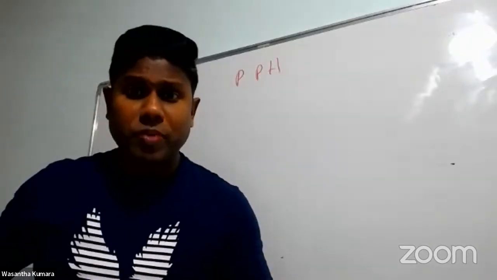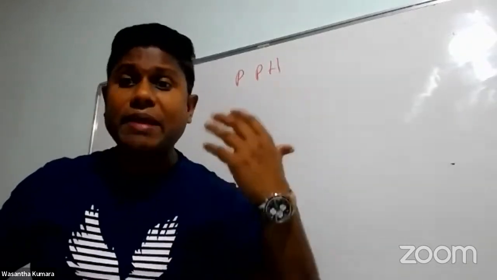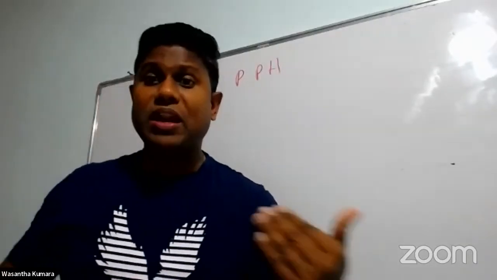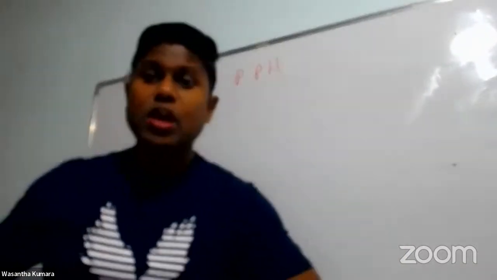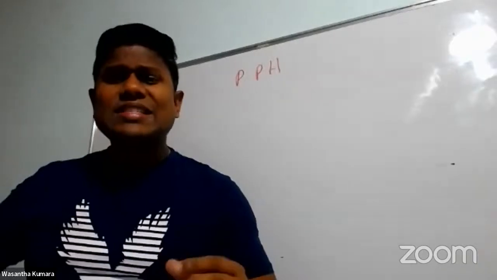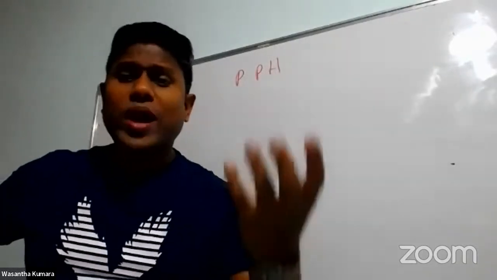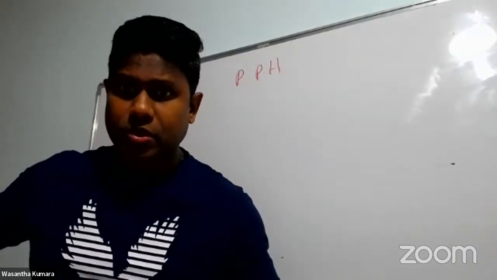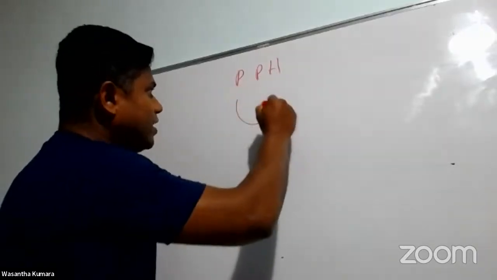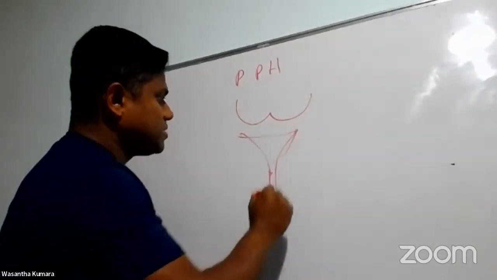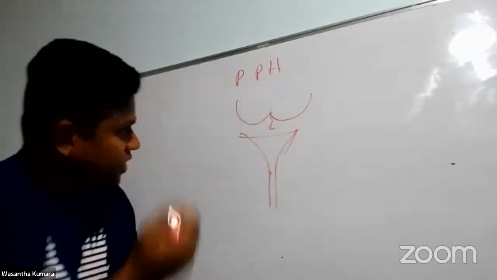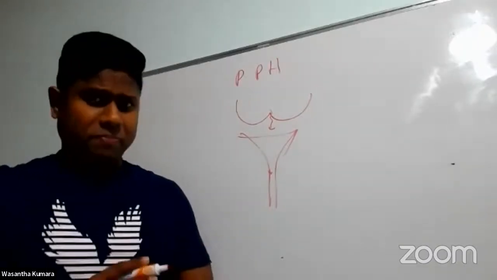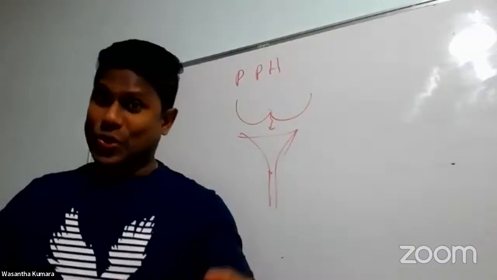What is the definition of postpartum hemorrhage? Bleeding of more than 500 ml after the delivery is considered postpartum hemorrhage. But this is highly theoretical. You can't exactly measure how much the patient has lost after the delivery. You can't keep something there and measure whatever comes down, saying 250, not a PPH, 350, not a PPH, 475, not a PPH, 500, now PPH. That is not the way.